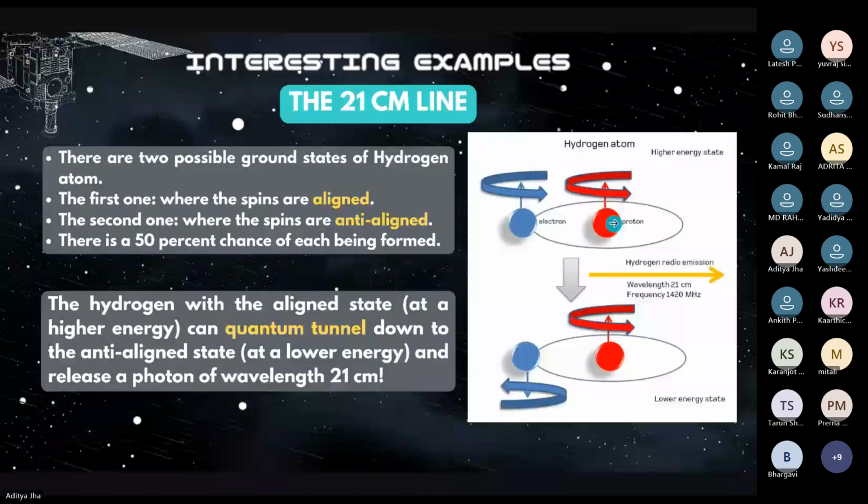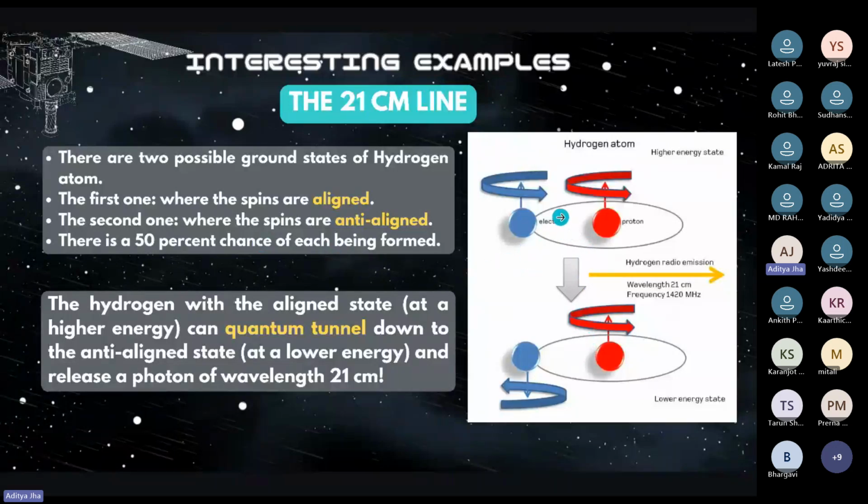Ground state. There are two ways the ground state of the hydrogen atom can exist: one where the spins are aligned, and one where the spins are anti-aligned, in opposite directions. This spin comes from quantum mechanics, where electrons and protons have a spin value associated with them. There are two ways in which these ground states can exist, and there's a 50% chance of each being formed.